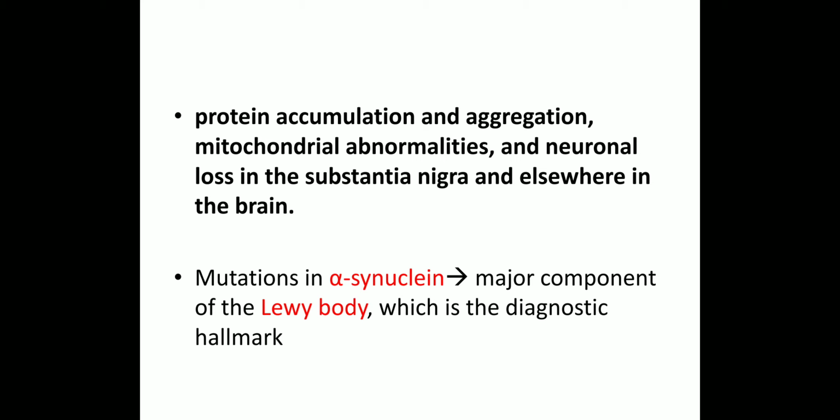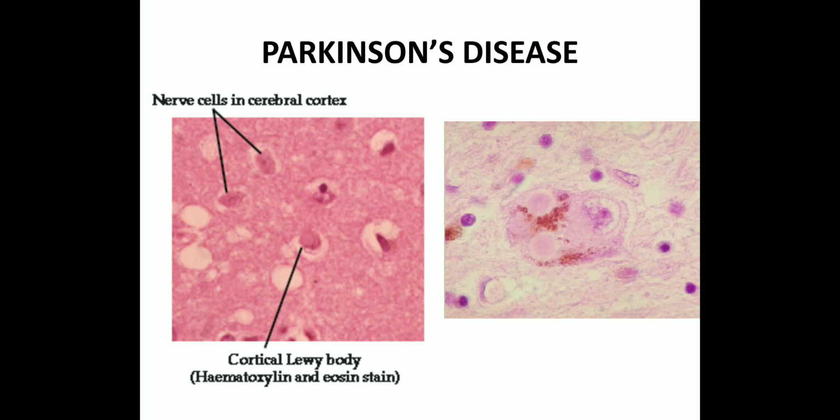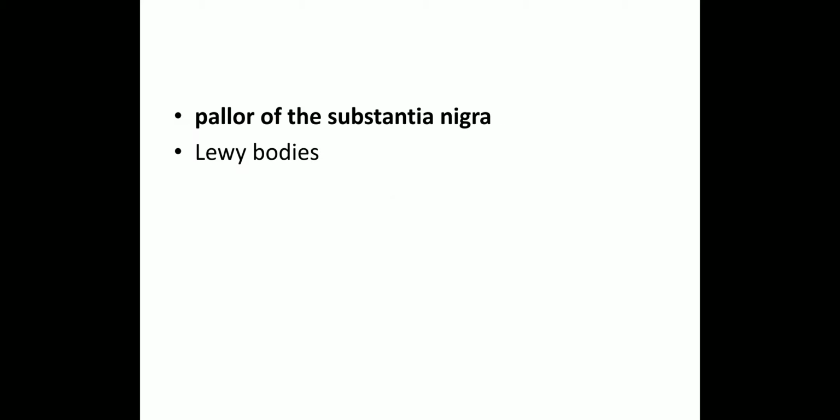And what does that lead to? It leads to the formation of a substance known as a Lewy body. This Lewy body is a diagnostic hallmark of Parkinsonism, and it is deposited in certain areas, in the neurons of the cerebral cortex. You can see this Lewy body. So that is about the neurodegenerative disorders: you have Alzheimer's and Parkinsonism. Then I told you there is pallor of the substantia nigra, that is, the substantia nigra becomes more pale.